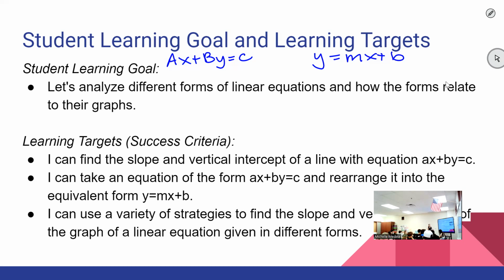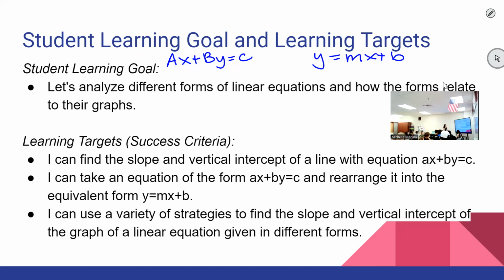We're going to see how they relate to their graphs again. You're going to be able to find the slope and y-intercept. They call it vertical intercept a lot. Hopefully you know the vertical axis is your y. We're going to be able to find slope and y-intercept of a line with equations in either format, and rearrange the first equation into the second one. And then use strategies to find slope and y-intercept of the graph when it's given to you in different forms.